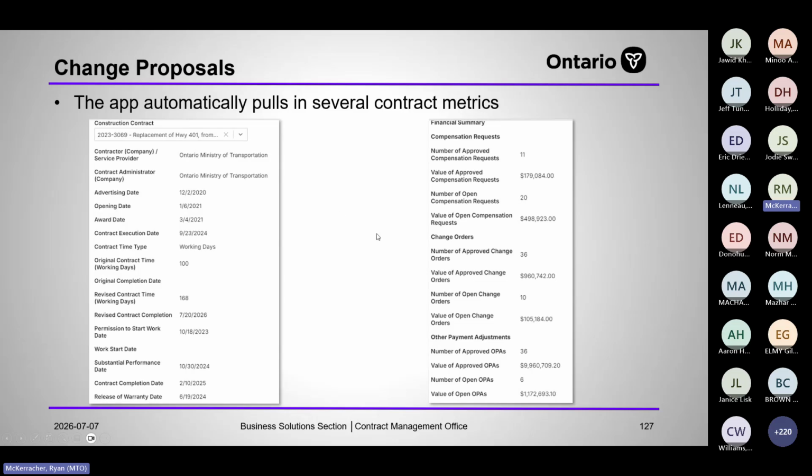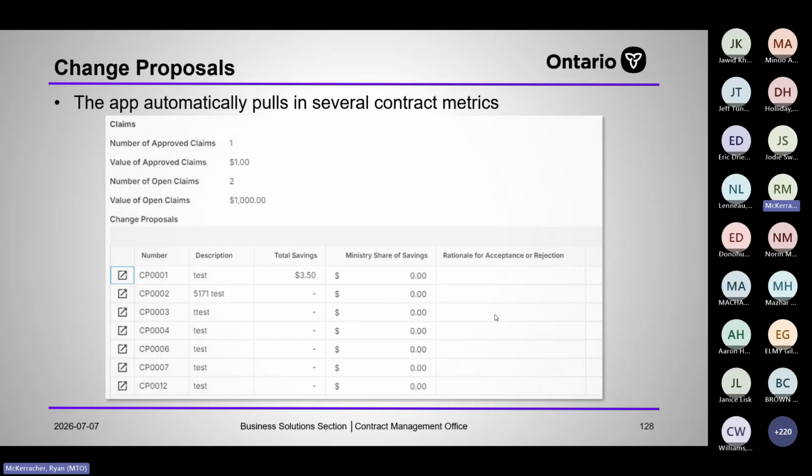The app automatically pulls in several contract metrics. So you can see all these, all the advertising dates, all the dates, the extensions of time, the permissions to work dates, substantial performance dates. Then it does the financial summary. So all the compensation requests, the change orders, the OPAs, the total values of those. So you don't have to pull those in yourself anymore. Number of claims and value of claims, the number of change proposals pulled in. The only thing you have to do here is fill in the rationale for acceptance or rejection. That's the only thing that the system obviously can't do for you.